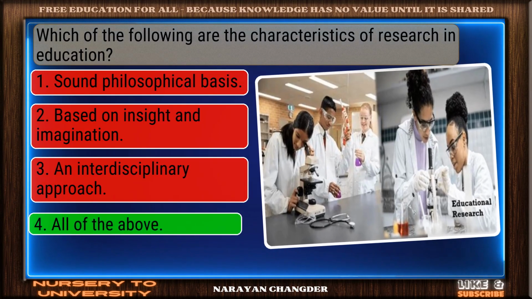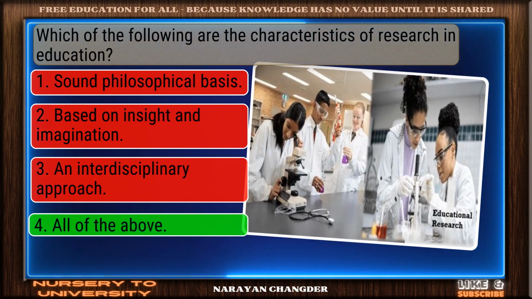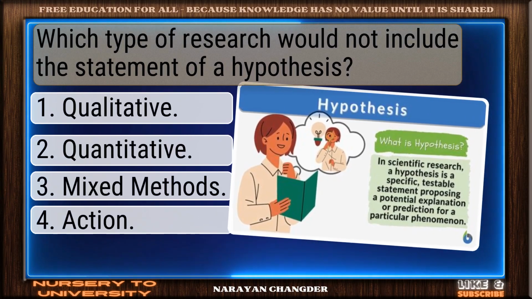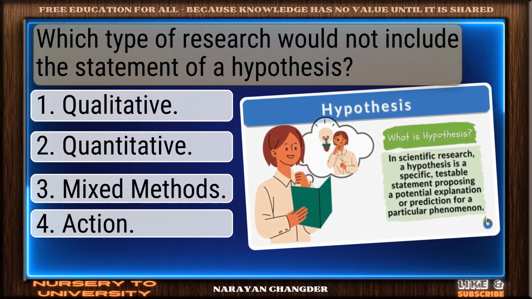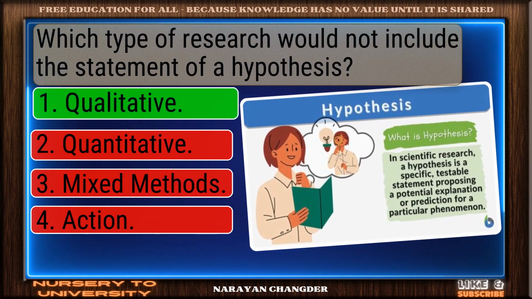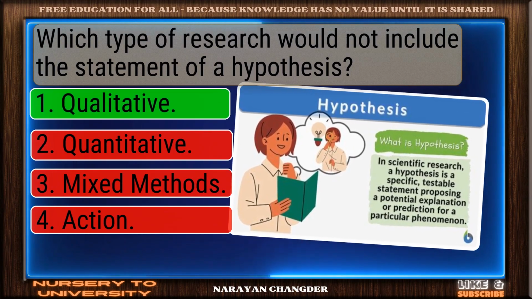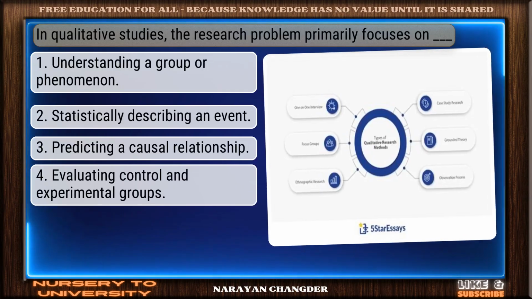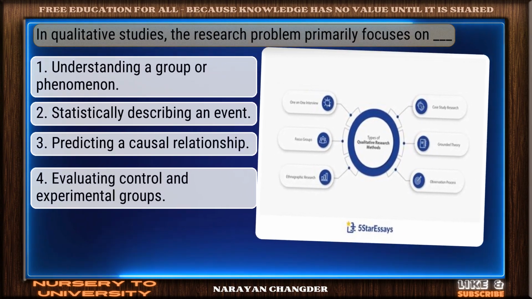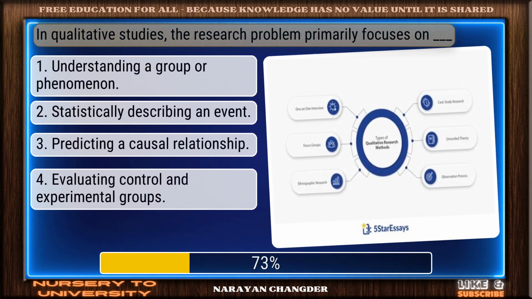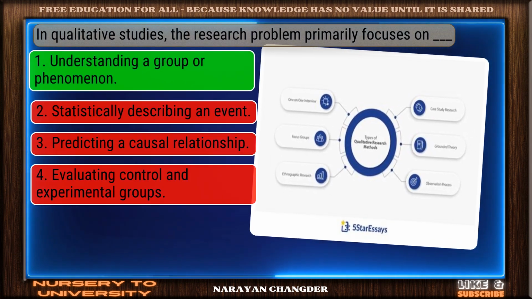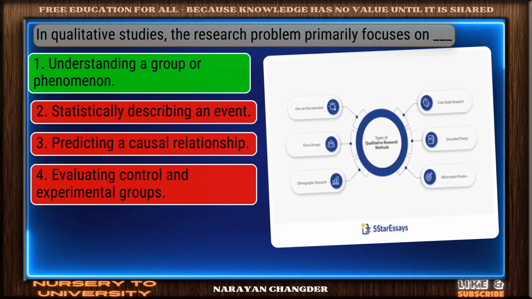Valid point. All of the above is true. Which type of research would not include the statement of a hypothesis? Great job. Qualitative is the accurate answer. In qualitative studies, the research problem primarily focuses on dash. Bravo! Understanding a group or phenomenon is the answer.